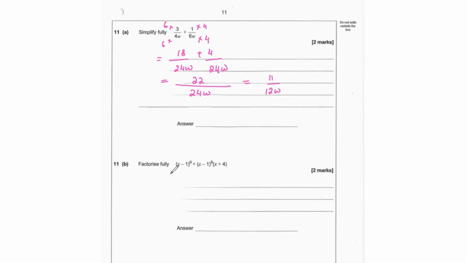Then part B says factorize fully (x minus 1) to the power of 9 plus (x minus 1) to the power of 8 times (x plus 4). We can see that x minus 1 is common between this and this. So we take (x minus 1) to the power of 8 common, reason being that (x minus 1) to the power of 8 is smaller than (x minus 1) to the power of 9. So we take the greatest common factor common, which is this, and then we're left with (x minus 1) plus (x plus 4) in the bracket. So (x minus 1) to the power of 8 times x plus x is 2x, minus 1 plus 4 is plus 3. So that's your answer.